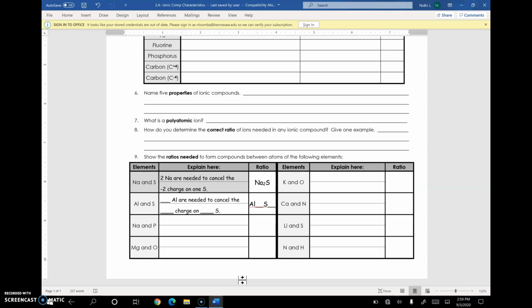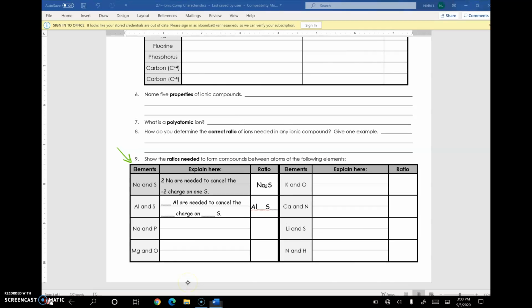Okay. Let's come down here. The other thing that we discussed was the charges and how the formula is formed and balancing. Okay, why do these formulas happen is because of the attraction and the stability to become like the noble gases. So now when you are doing this part right here, we're going to be looking at the charges again. Look, it says sodium and sulfur. 2 sodiums are needed to cancel the -2 charge on 1 sulfur.